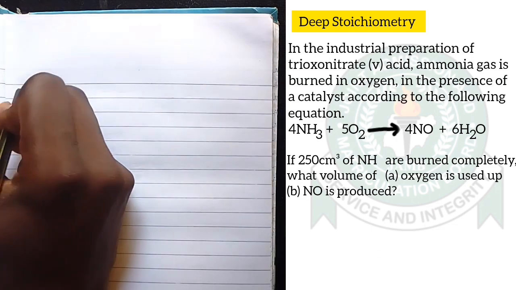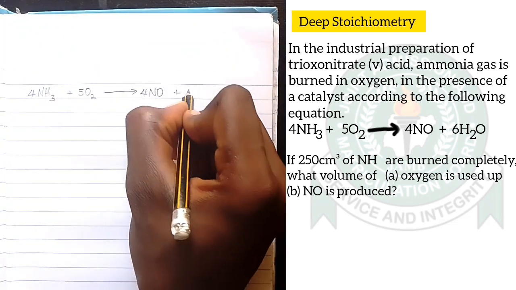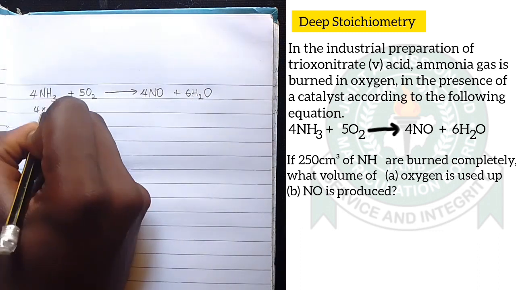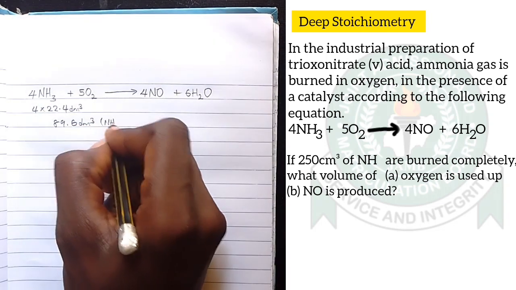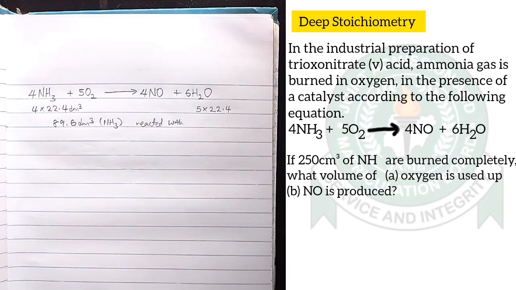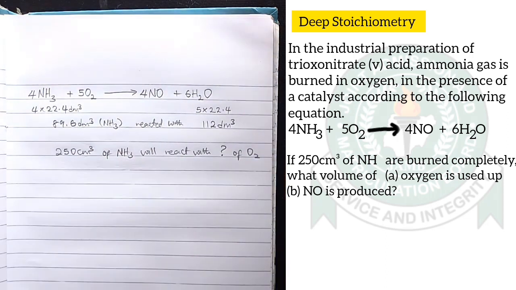In the industrial preparation of trioxonitrate(V) acid, ammonia gas is burned in oxygen in the presence of a catalyst according to the following equation. Now, if 250 centimeter cube of ammonia is burned completely, what volume of oxygen is used up? Okay, so from the equation, 89.6 decimeter cube of ammonia reacted with 112 decimeter cube of oxygen. So 250 centimeter cube of ammonia will react with what volume of oxygen?